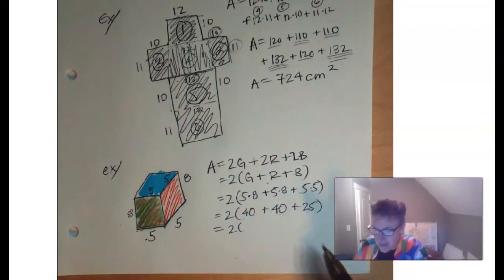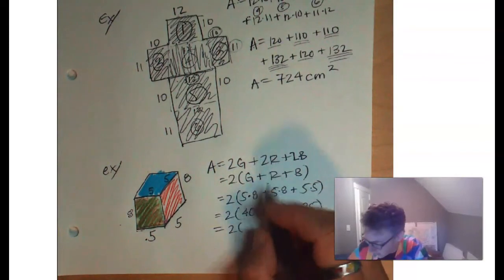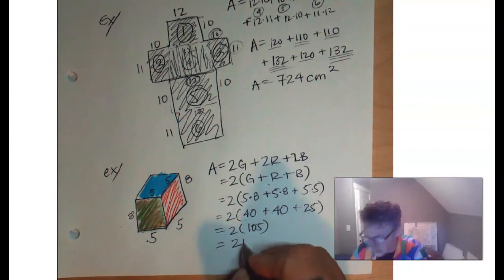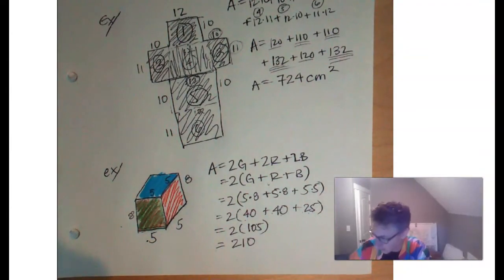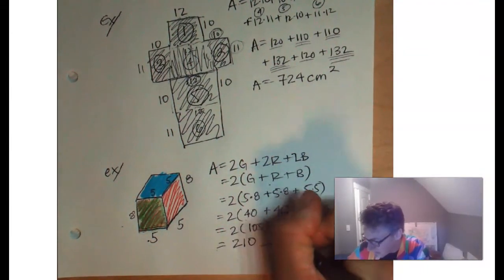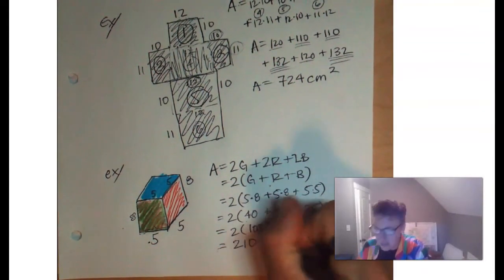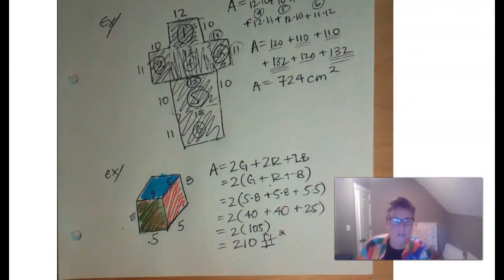40 and 40 is 80. 80 and 25 is 105. And 2 times 105 is 210. And what were my units? I don't know. I can't remember. But they were something squared. I think it was feet. Anyway, I'm confident on this answer. Let's go plug it in.